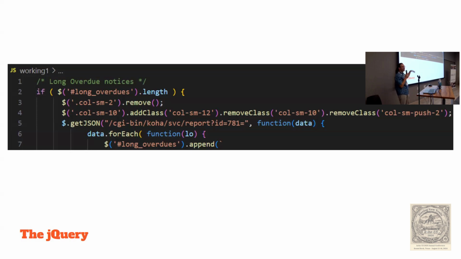It's hiding a bunch of stuff that we don't want to see on that page because Koha really wants its little sidebars and things, and we don't want those on our printed notices. And then it's getting the JSON. And there's the JSON URL for my report. It gets that data, and then it does a for each loop.